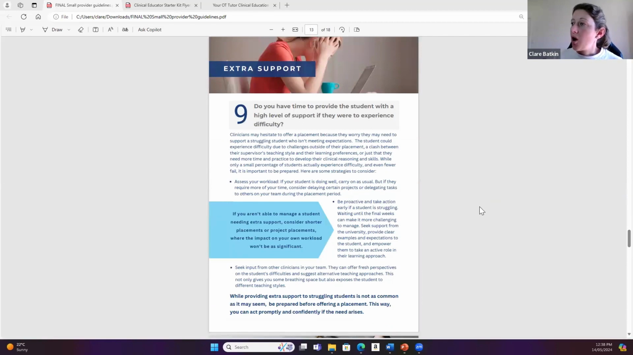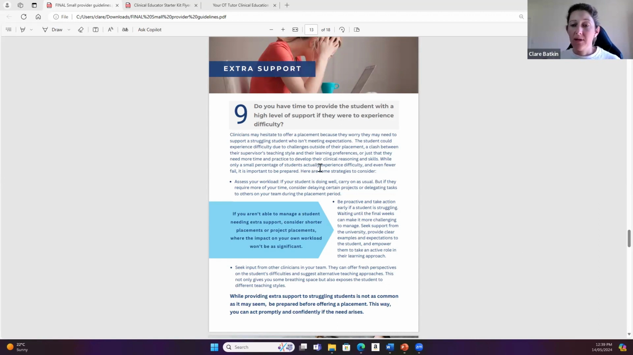Extra support. So do you have time to provide the student with a high level of support if they were to experience difficulty? This is all well and good planning for the student that comes and everything goes smoothly and sails through, but keep in mind that there is a small percentage, and it's not a huge percentage, of students that will struggle on their placements for whatever reason. It could be having trouble with the learning side of things. There could be things happening outside of placement. But if you're going to offer a placement, you do need a little bit of capacity or reserve at the time of the placement to give extra support than you anticipated initially, or than you would normally need to provide, if the student was to experience difficulty.